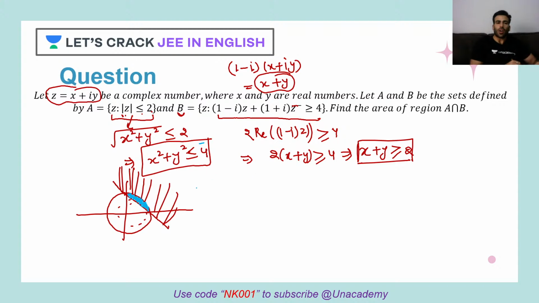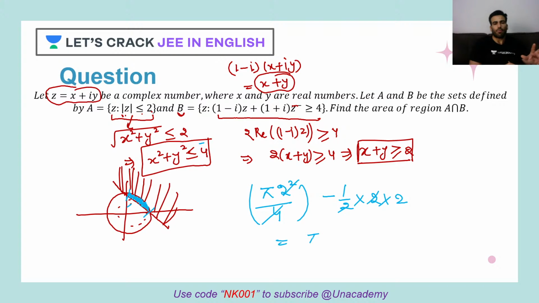Very easy. How can we calculate? First we calculate the area of this section of the circle. As you can see, it is the fourth section of a circle, so the area is pi r square by 4, which is pi. Now from this we just have to subtract the right angle triangle's area, which is half into base into height, that is 2. So this is your area, pi minus 2. Done.